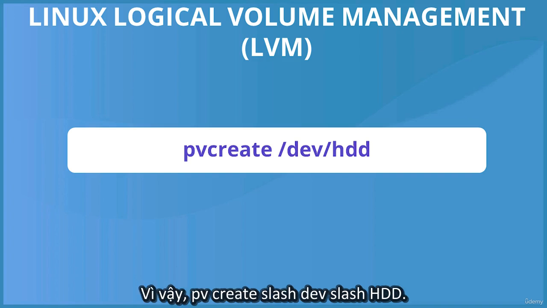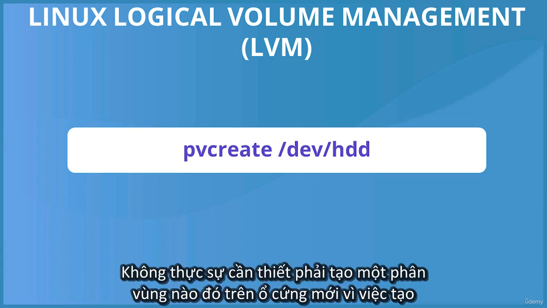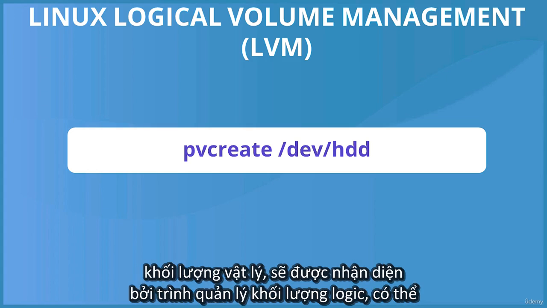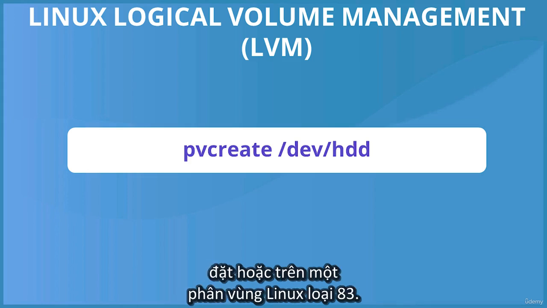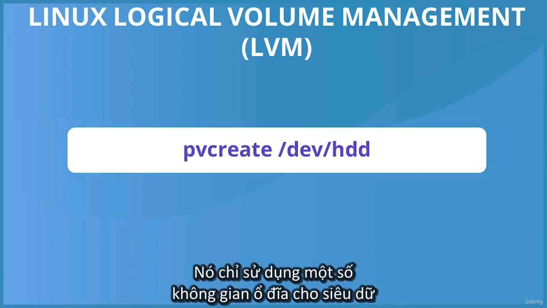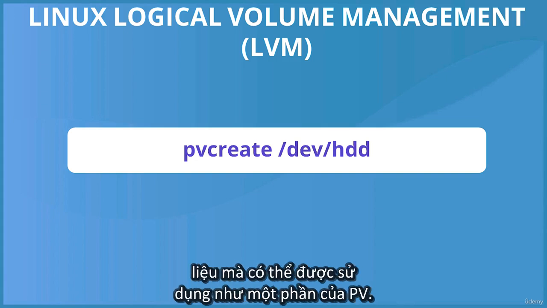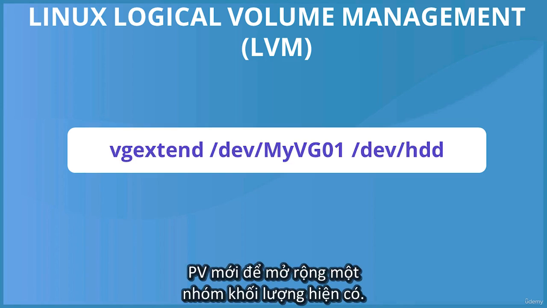So, pvcreate /dev/hdd. Now, it's not actually necessary to create a partition of any kind on that new hard drive, because this creation of the physical volume, which will be recognized by the logical volume manager, can be performed on a newly installed raw disk or on a Linux partition of type 83. So if you are going to use the entire hard drive, creating a partition first doesn't actually do anything for you. It just uses some disk space for metadata that could otherwise be used as part of the PV. So, for this example, I'm going to use a new PV to extend an existing volume group.